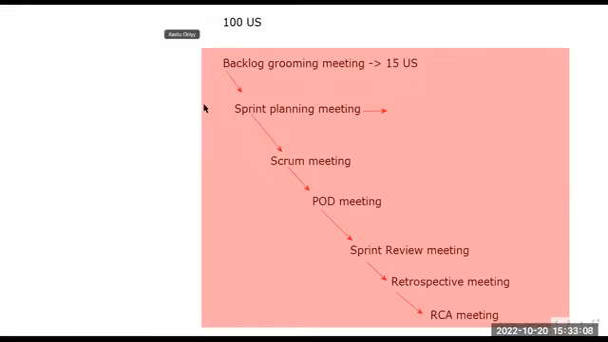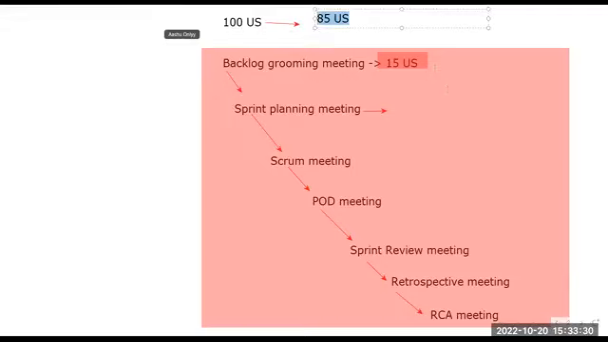Yes, sir. Okay. So let's say that we have 100. 15 we have completed. So how many are pending? 85. 85 is in backlog. So definitely this 85 also we have to develop. Yes or no? Okay. So now out of 100, 15 is already developed, which is in one sprint.